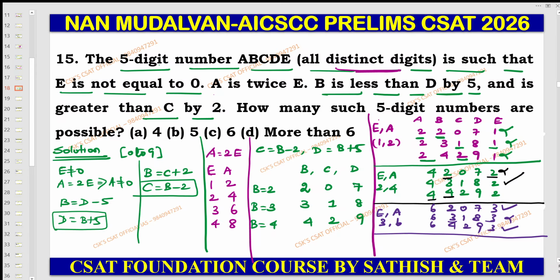Now let's do it with the EA 48. So 207, 318, 429. So A here is 8, 8, 8. E here is 4, 4, 4. First case possible? Yes. Here 8 repeats? Not possible. 4 repeats? Not possible. Totally how many pairs exist? 4 such pairs exist. Everyone understood? Able to get the logic of how to work on this kind of thing.